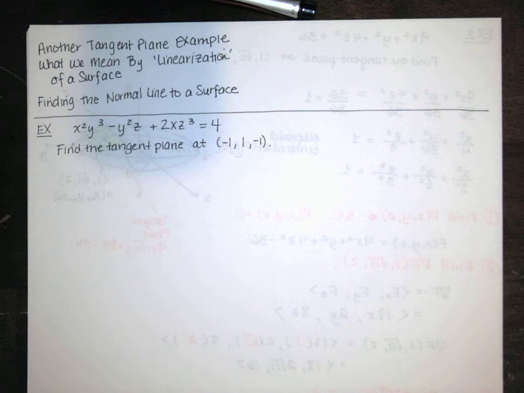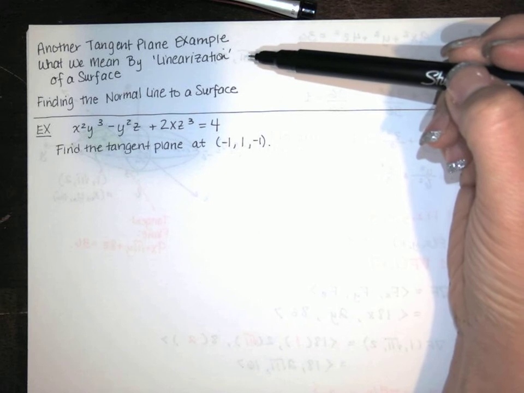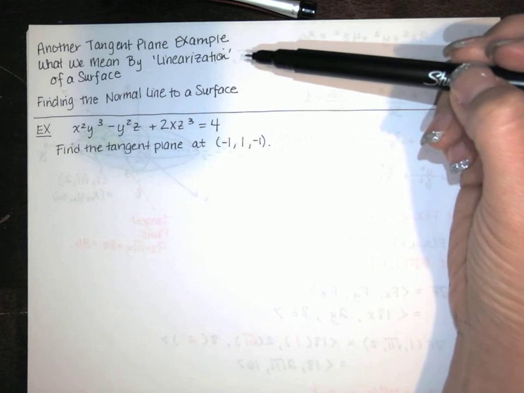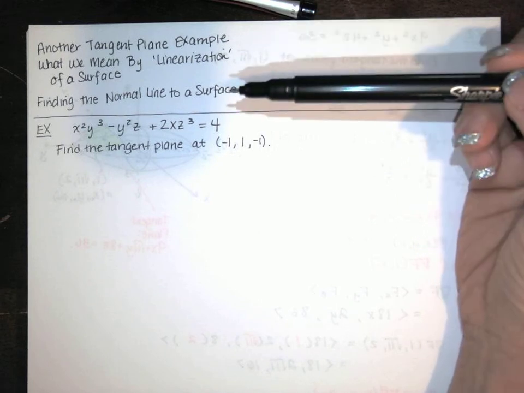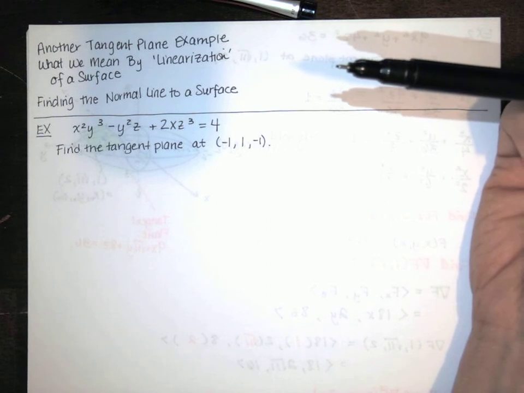Welcome back, guys. In this video, we'll do one more example of finding a tangent plane to a surface. We will also talk about what people mean when they say they're looking for the linearization of a surface, and then we'll look at finding the normal line to a surface at a point.